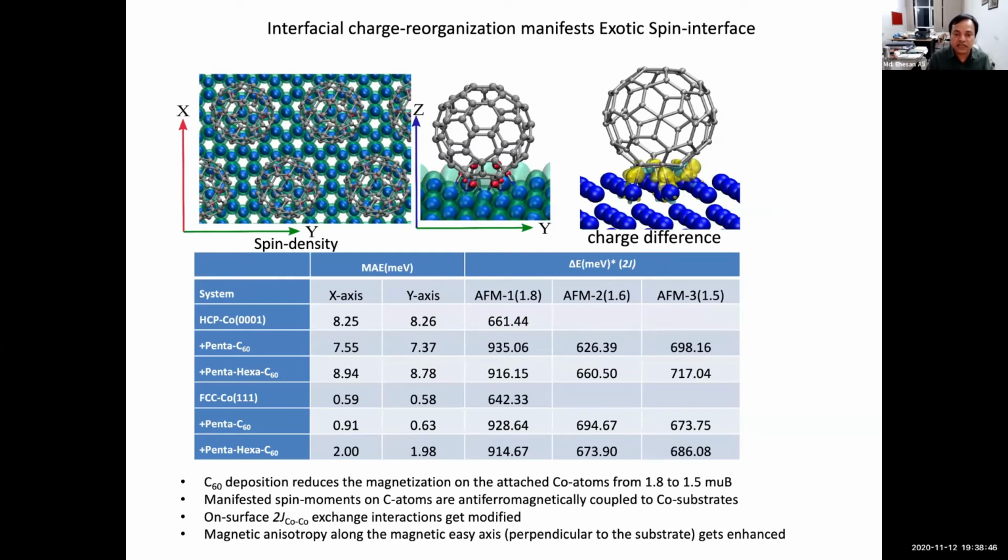And one more thing, we are also observing that the cobalt that gains a magnetic moment is not paramagnetic in nature; it has magnetic anisotropy. We checked, and what we observed is that the cobalt magnetic anisotropy is also increasing along the perpendicular direction at the spin interface.